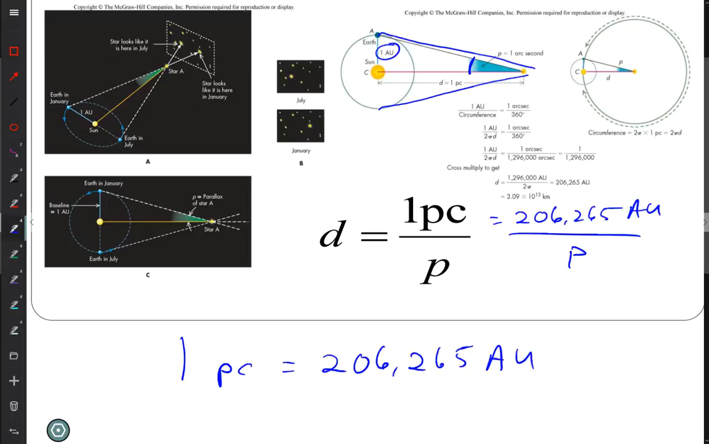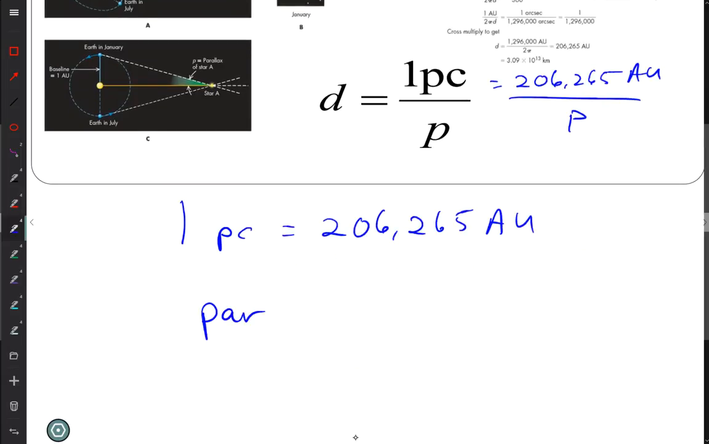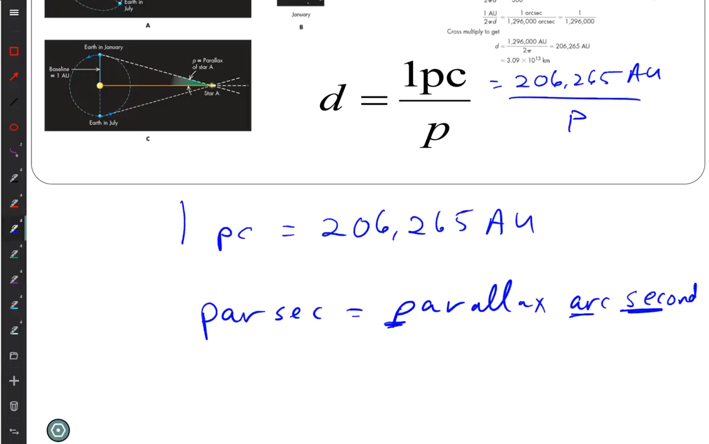206,265 astronomical units. So what is a parsec? Parsec is short for parallax arc second. I don't remember if there's 1 R or 2 in parallax. You could look it up. That's what a parsec is. It's the distance away something is if the parallax angle is 1 arc second. Now what's a second of arc?